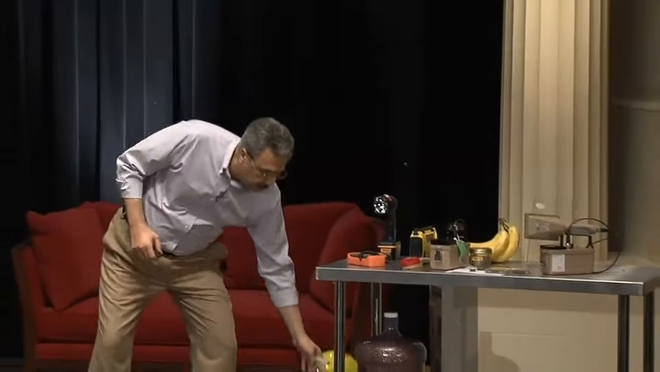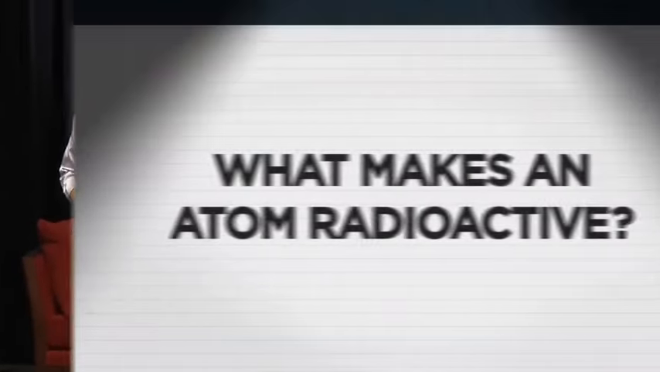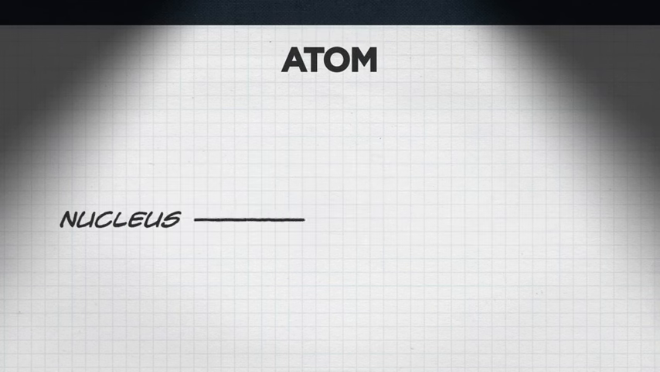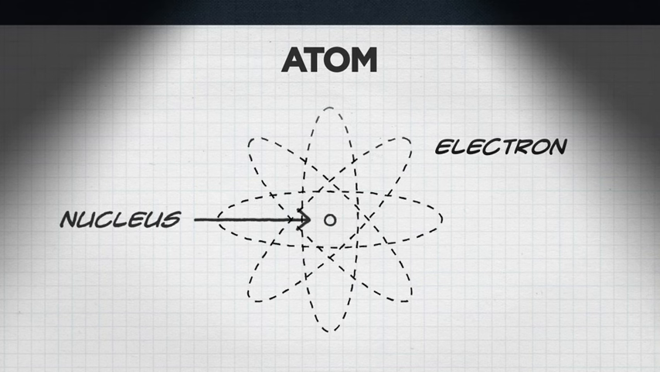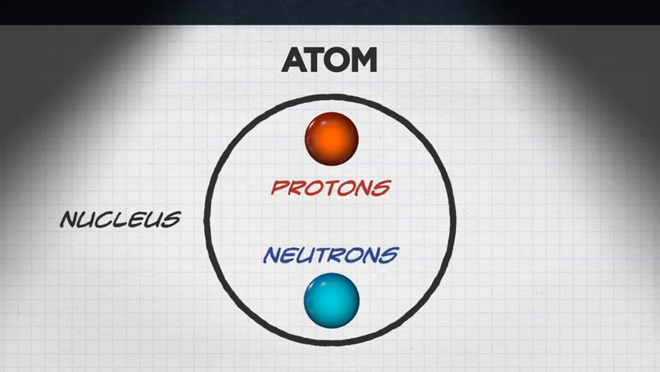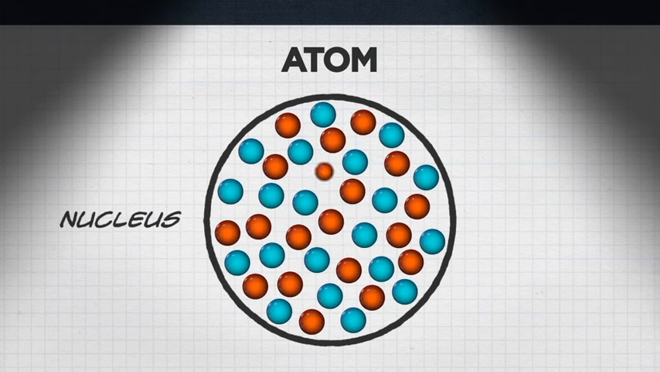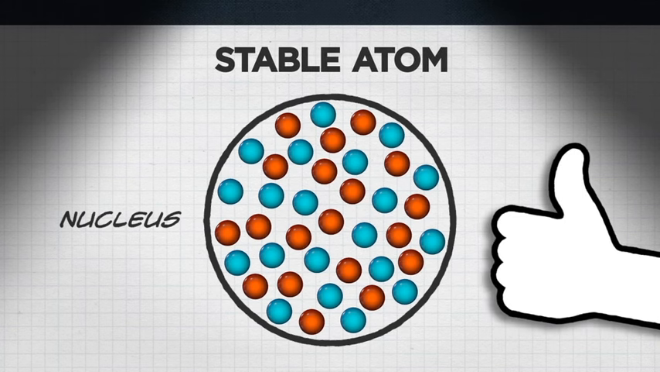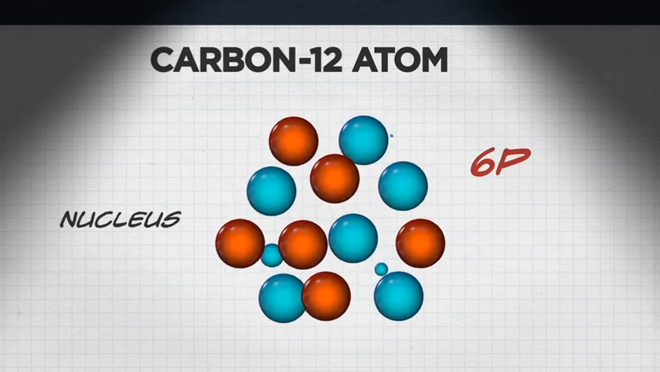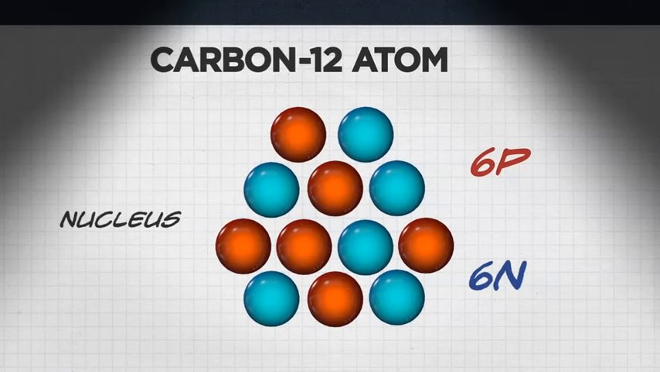But what makes an atom radioactive? As you know, atoms are composed of a nucleus and have a cloud of electrons that surround them. In the nucleus, we have protons and neutrons. And there needs to be a good balance between protons and neutrons for the atom to feel stable. Let's take carbon, for example. Now, carbon has 6 protons and 6 neutrons. And that's a pretty happy carbon atom because it's pretty stable.